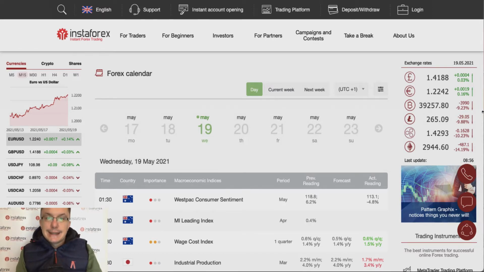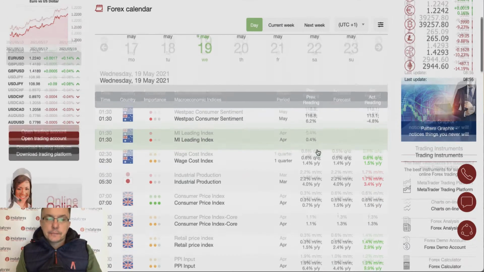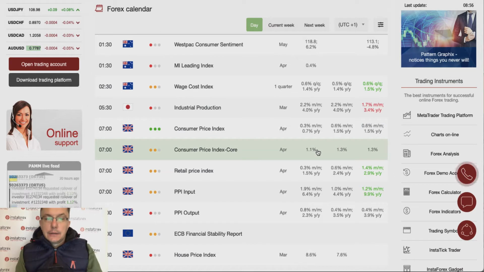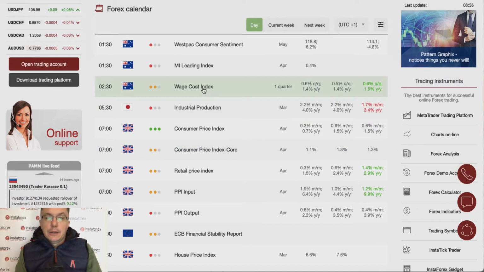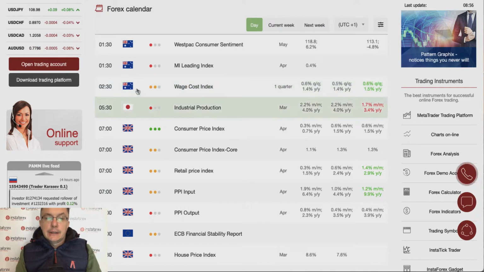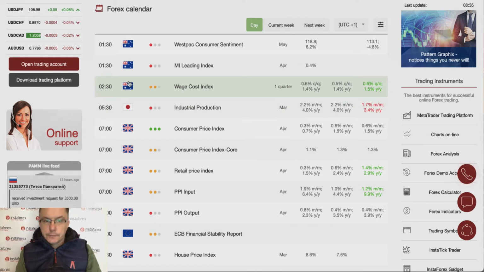Today is Wednesday 19th of May 2021. Let's take a look at the Forex calendar. The key data overnight were wage cost index and Westpac Consumer Index data from Australia. Both of them have beat the expectations.